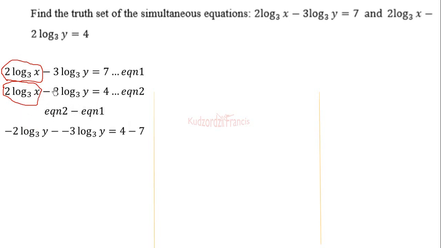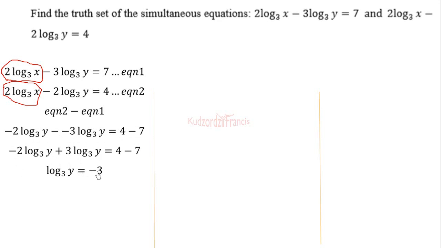This will give us 0. So we have -3, subtracting equation 2 minus equation 1, so that will give us this. Now note that negative is positive, and 3 minus 2 is 1. So log of base 3 of y will be equal to -3.